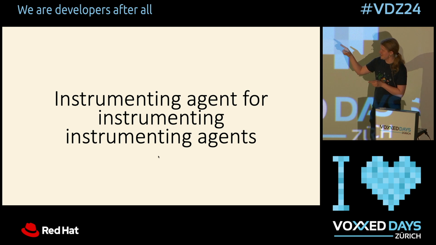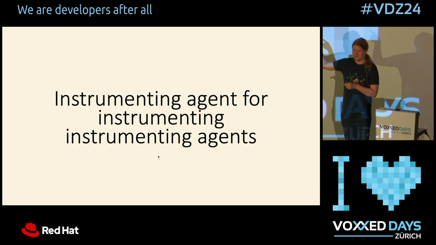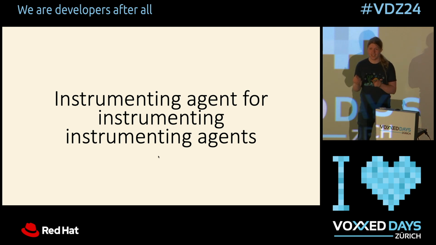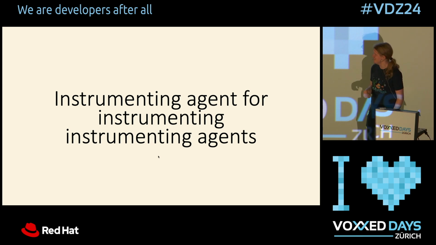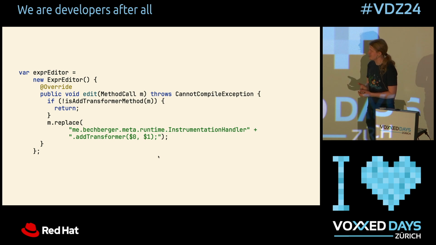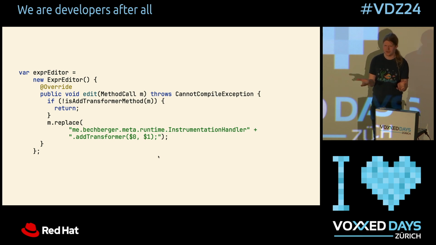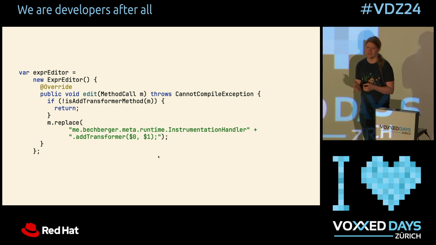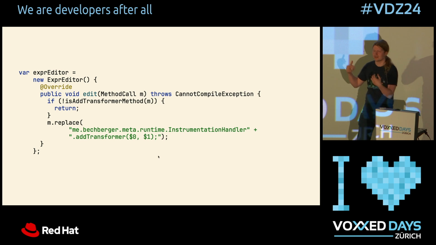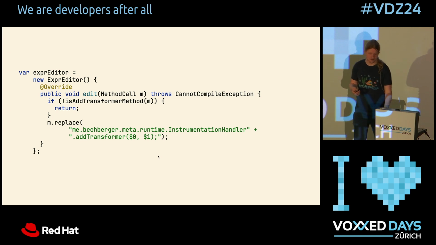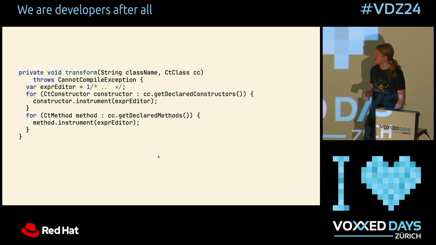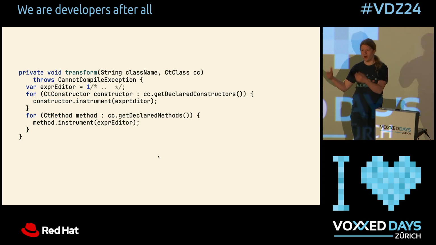I promise you I didn't just do this to say these words, but yes, it's an instrumenting agent for instrumenting agents, and I like it. It sounds nice. The idea is that you saw this addTransformer method before. Essentially, I'm instrumenting the addTransformer method, so that whenever someone adds a class file transformer, I'm wrapping this class file transformer in something else, checking all methods and all constructors, and replacing this.